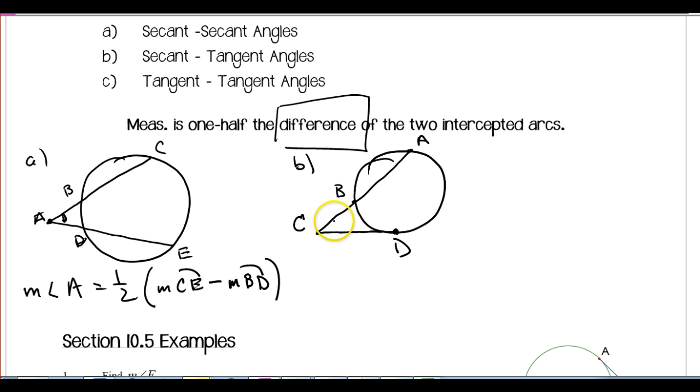So now we're looking at angle C. The measure of angle C, again, is going to be half the difference of the intercepted arcs. So we're going to have the measure of arc AD and the measure of arc BD. Notice these 2 arcs have a common point there on the circle.